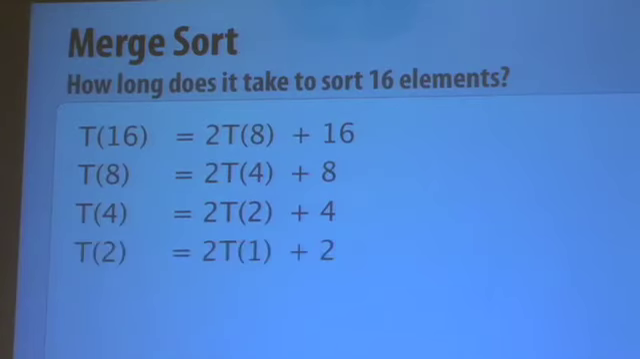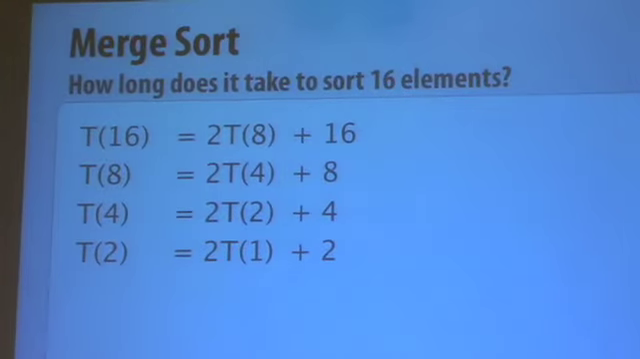What is T(2)? Well, T(2) is 2 times T(1). And hopefully we're now going to bottom out and not get stuck in this loop. T(1) is just 0. Because how long does it take to sort 1 element? Well, no time. It's already sorted. That's when we return immediately.